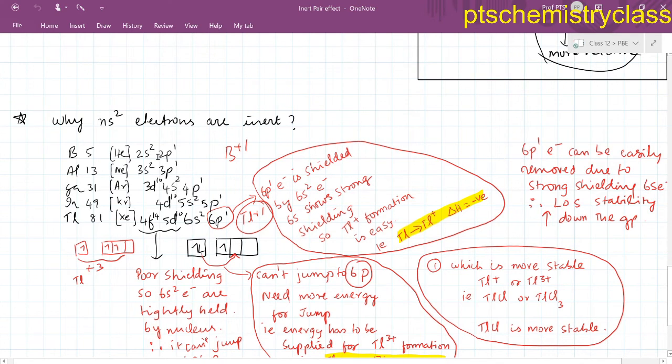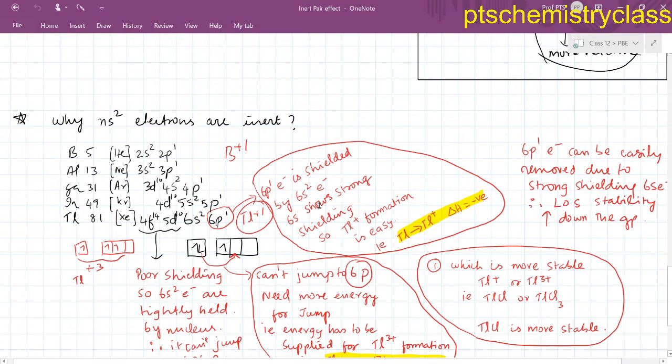Now if you want to take B+3, that means you have to remove the 2s2 electrons also. If you see the 2s2 electrons, before this you have 1s2 electrons. Again, 1s2 has a very strong shielding effect. The 1s orbital will have a stronger shielding effect. That means these 2s electrons are strongly shielded when compared to the difference between 1s and 2s, where 2s will have a greater shielding effect than 1s.